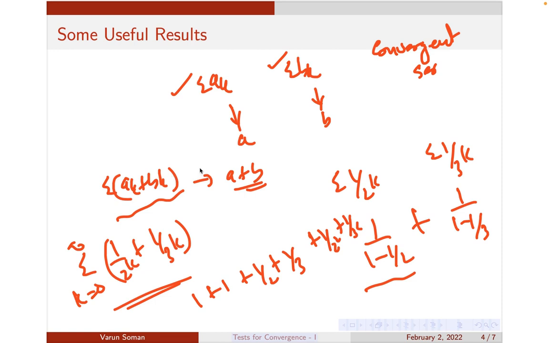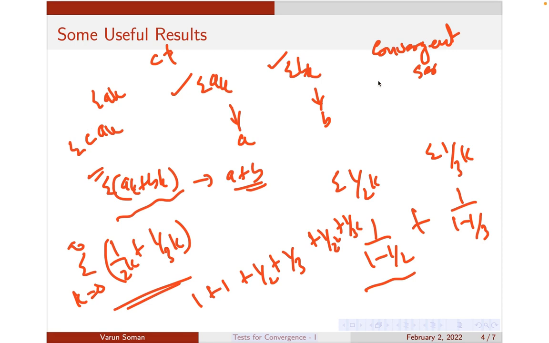That is one result. Another result is, suppose I have a series sigma AK, and I multiply it by a constant C, which is non-zero. I am looking at the series CAK. This multiplication will not affect the convergence or divergence of the series. That is, if sigma AK is convergent, sigma CAK also will be convergent. The only thing is, you can take C outside. Similarly, if sigma AK is divergent, then sigma CAK will also be divergent. Multiplication by a non-zero constant will not affect the divergence or convergence of a given series. We can use this in applications, and I'll show you some applications with respect to it.